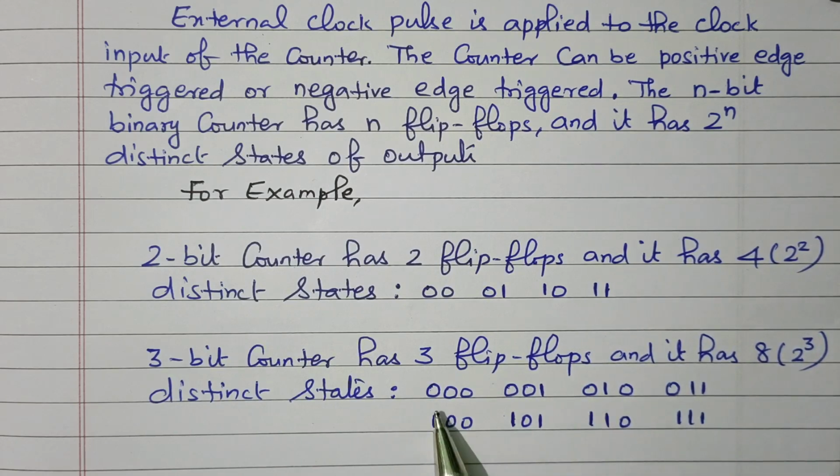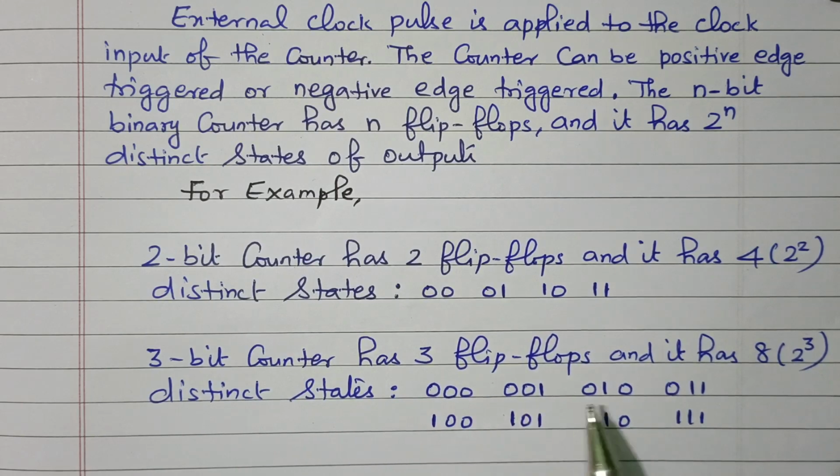What are the 8 states? 000, 001, 010, 011. We know that in all of these, the first digit is 0. Then we have 00, 01, 10, 11. For the next 4 combinations, the first digit is 1. Again the same thing repeats: 00, 01, 10, 11. So totally we have 8 states available.